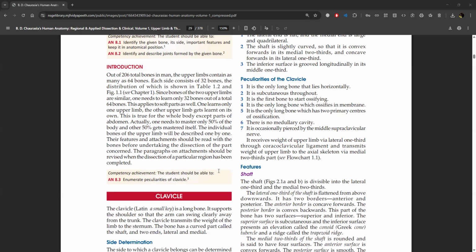This applies to soft parts as well. One learns only one upper limb, the other upper limb gets learned on its own. This is true for the whole body except parts of abdomen. Actually, one needs to master only 50% of the body and the other 50% gets mastered itself.